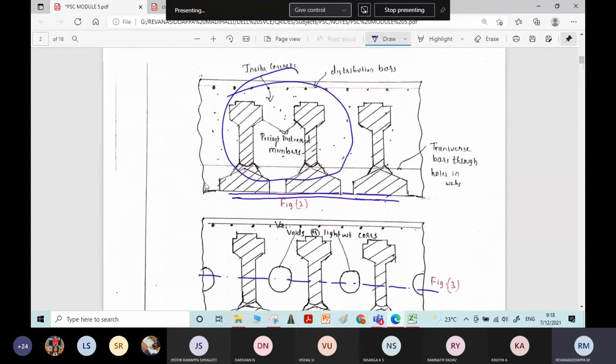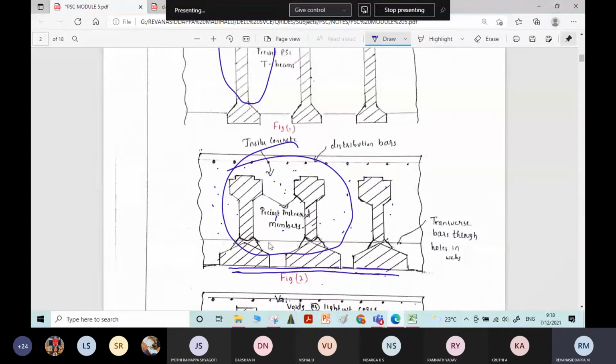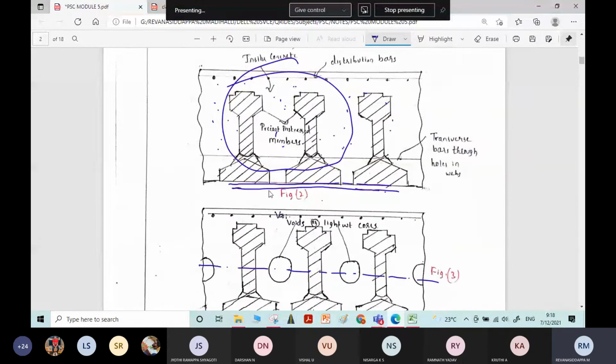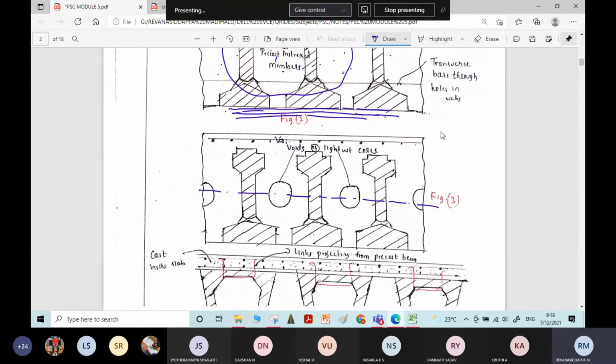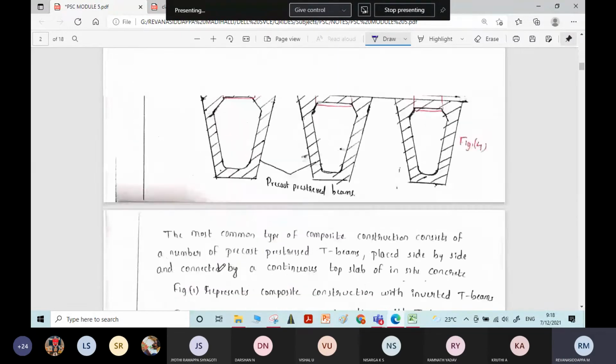In case of propped construction, the precast elements will be given a temporary support with the help of some structural elements. After that, the cast in situ concrete will be placed, and when it attains sufficient strength, the support will be removed, so that the composite section will act as a whole. It will act as a monolithic element. That is called propped construction. Then the next type of construction is unpropped construction.